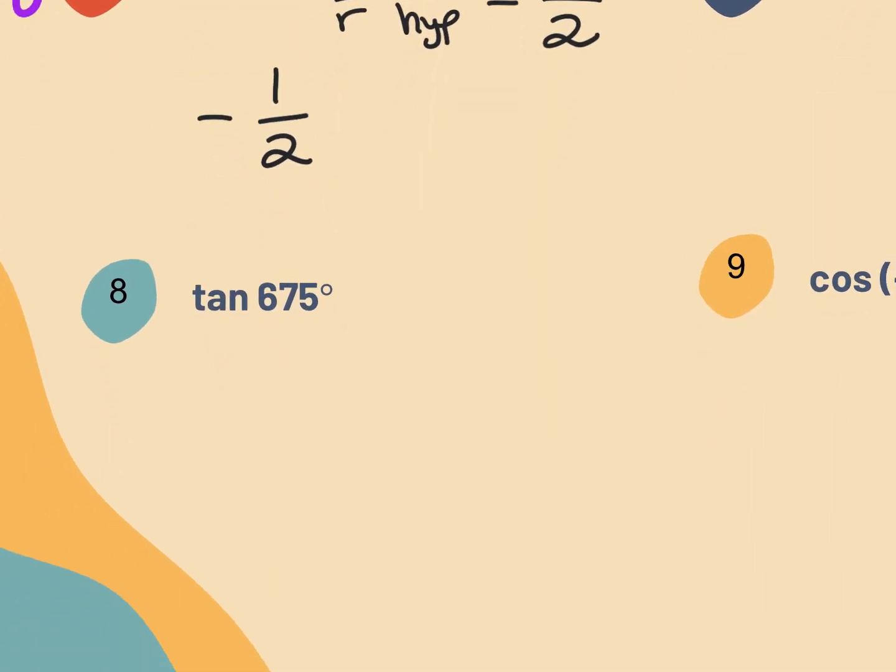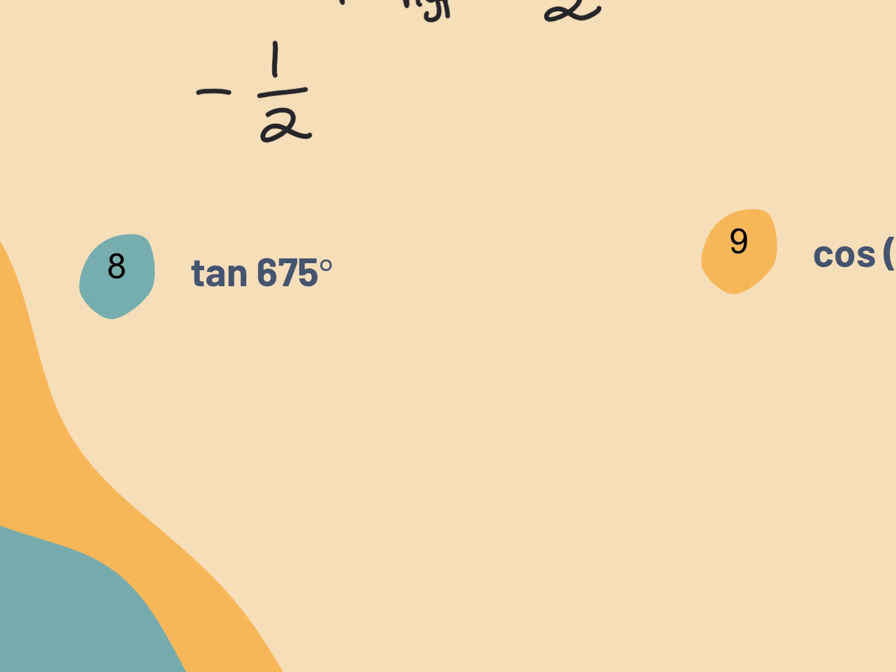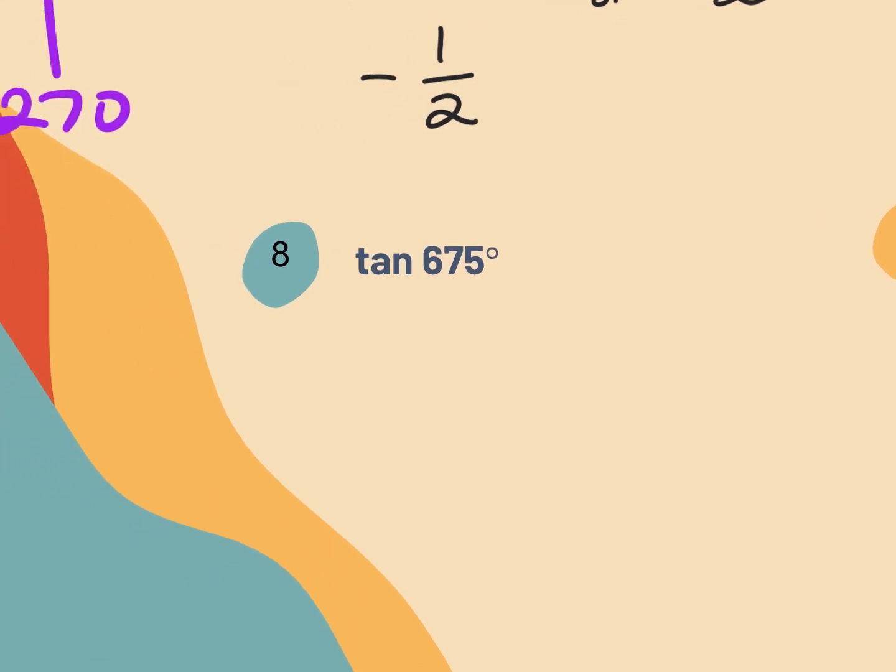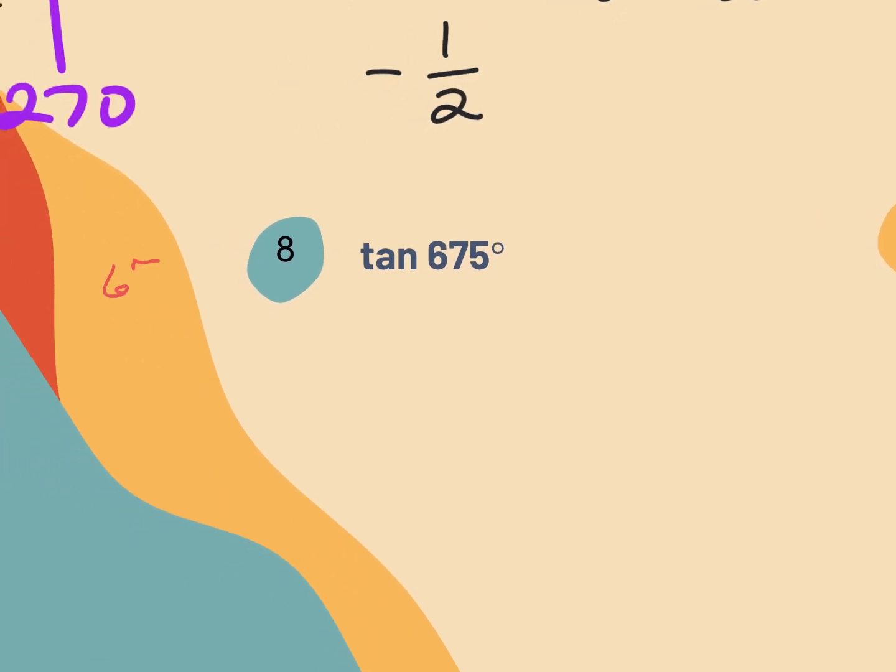I need to find a coterminal angle to 675. I need to make sure that my angle is going to end up between 0 and 360. So to find the coterminal angle, remember, we just need to take that, subtract it from 360, and my coterminal angle for the 675 is 315.